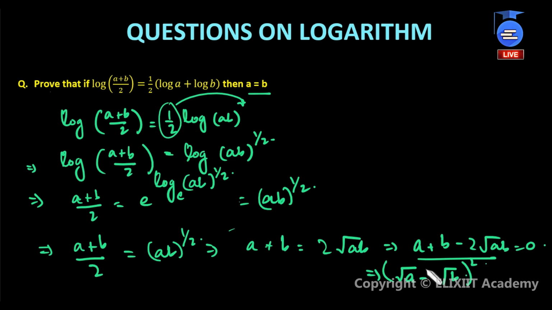Root a whole square is a, minus 2 into root a into root b, that is root ab, plus root b whole square, which is b. So root a minus root b whole square is equal to 0. What is the meaning of this? Root a is equal to root b, which means a is equal to b. Hence proved, a is equal to b. That is what we needed to prove. Quite a basic question we have started off with.